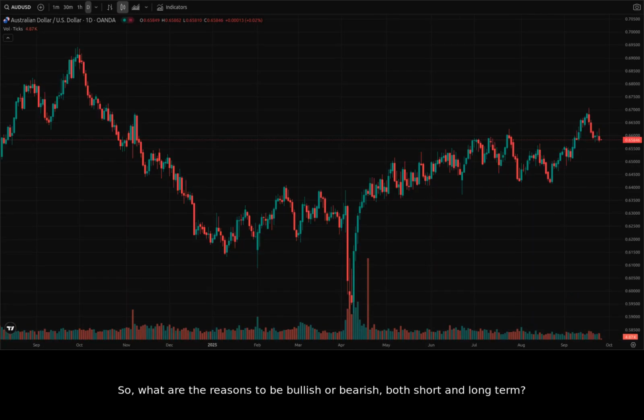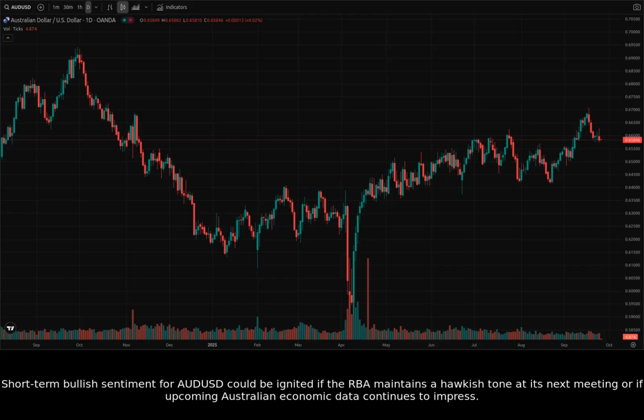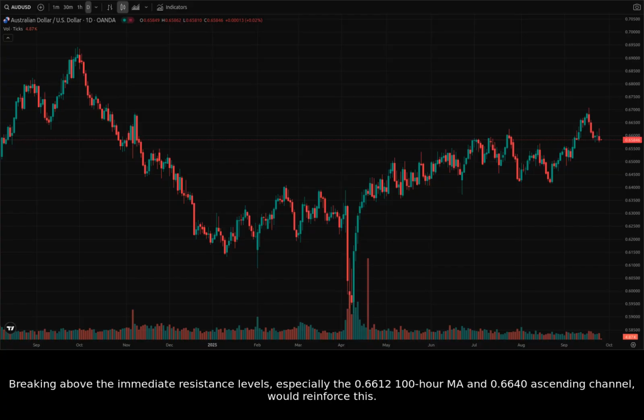So, what are the reasons to be bullish or bearish, both short and long-term? Short-term bullish sentiment for AUDUSD could be ignited if the RBA maintains a hawkish tone at its next meeting or if upcoming Australian economic data continues to impress. Breaking above the immediate resistance levels, especially the 0.6612 100-hour MA and 0.6640 ascending channel, would reinforce this.